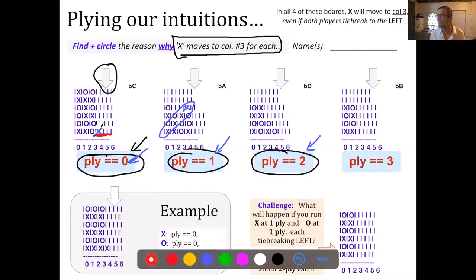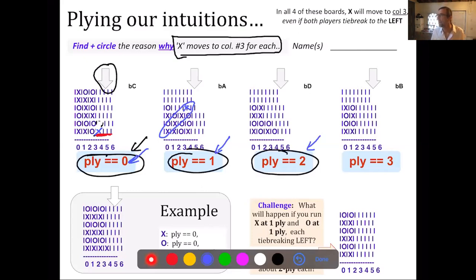If you're looking two moves ahead, that's ply two. Now you're looking to win, that's the one move ahead. If you don't see a win, you're looking to block your opponent. That's looking two moves ahead. Okay, so I misspoke before, I'm sorry.